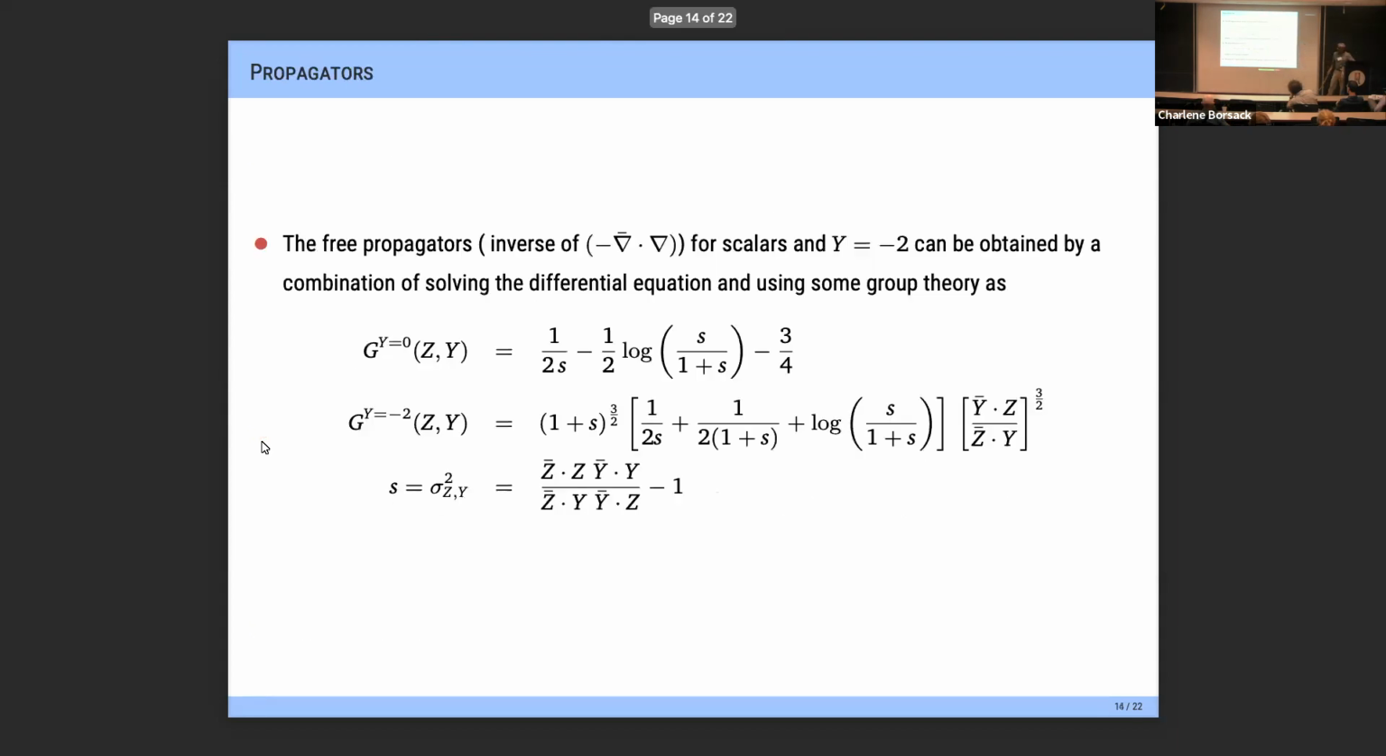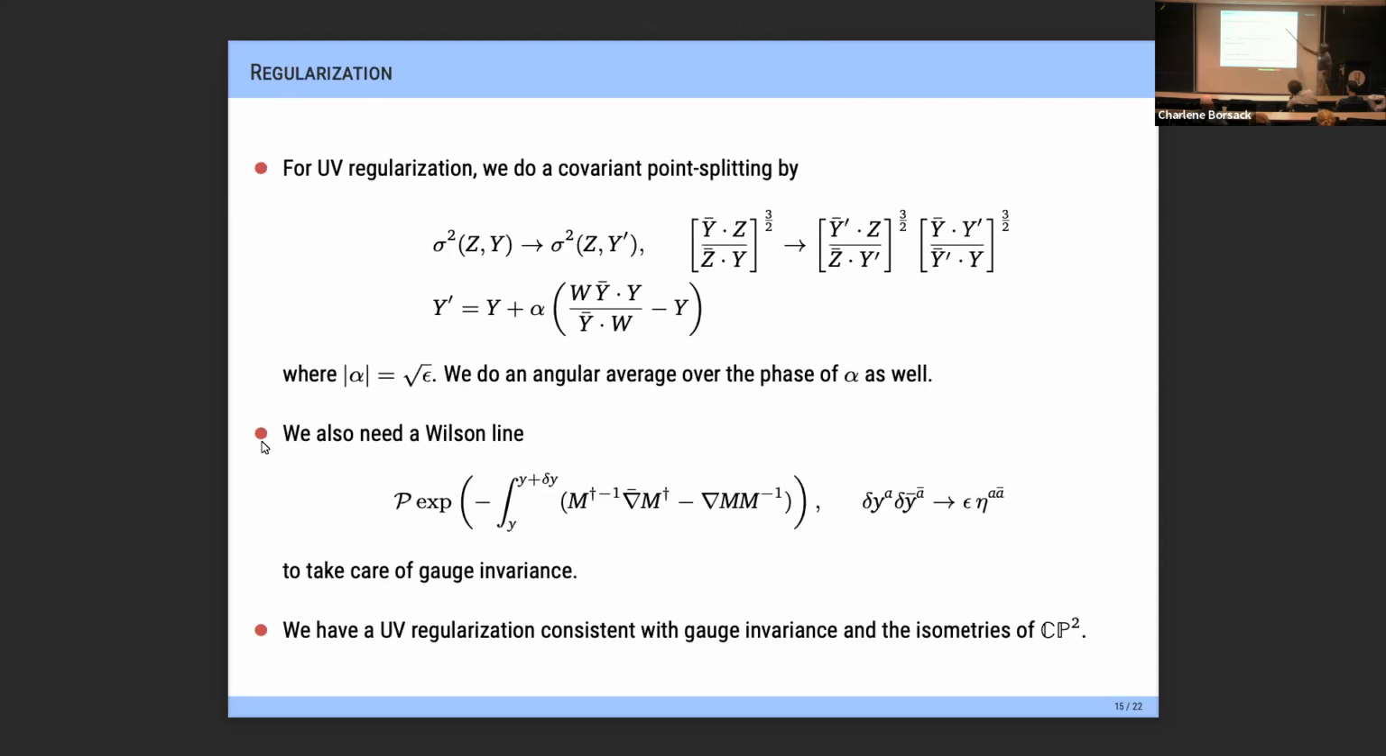In the expressions for the propagators I showed you, there is a phase factor here for the y equals -2, and we have to do a shift there as well. Okay, so this provides us with a point splitting technique that is consistent with all the isometries of CP2. Of course, we also need to preserve the gauge symmetry, so there's an extra Wilson line needed, which we construct in a similar way, by a small shift between these 2 points.